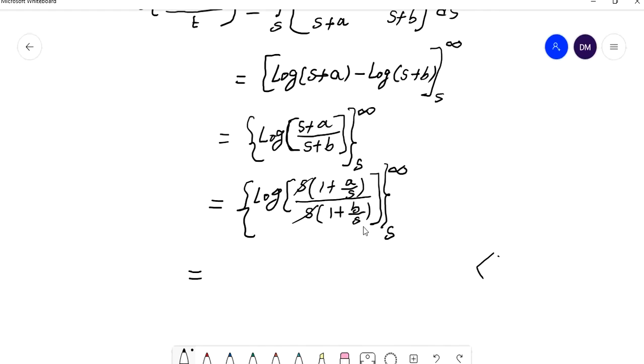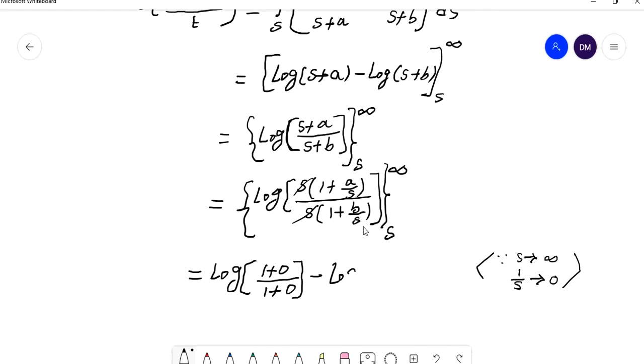Now substitute the upper limit in place of s. If s value tends to infinity, 1 by s tends to 0. So substituting the upper limit infinity in place of s, we get log of 1 plus 0 by 1 plus 0, because 1 by infinity is 0, minus, substituting the lower limit in place of s, we get log of 1 plus a by s over 1 plus b by s.